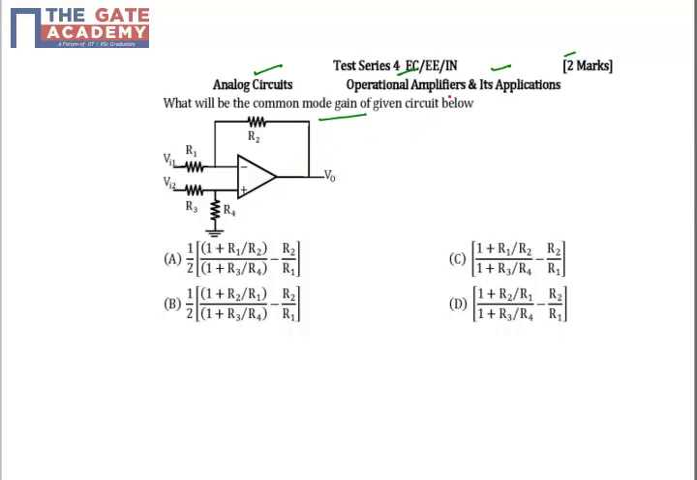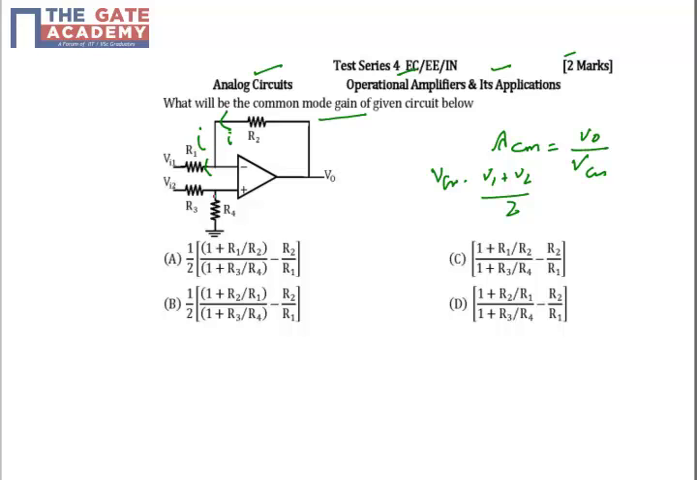Okay, so we know that common mode gain ACM is defined as V0 by VCM, keeping AD 0, where VCM is nothing but (V1 plus V2) by 2, where V1 and V2 are the inputs at the inverting and non-inverting terminals. In this question, assume the current across the resistor R2 is I. The op-amp is ideal, so the input current of the op-amp is 0, and this entire current I is going to flow across R1.